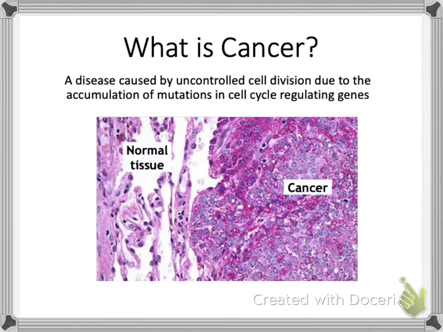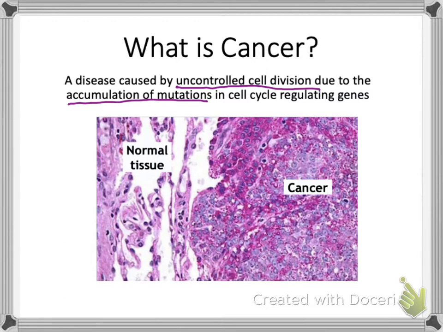studying it and how it's physically different. So the first thing to note is that cancer is a disease caused by uncontrolled cell division. And that is due to the accumulation of mutations in the cell cycle regulating genes. Cancer is not a one and done disease. We often consider it a disease of old age because it takes time to accumulate the mistakes and shut down all of the controls of the cell cycle that we have learned about previously.